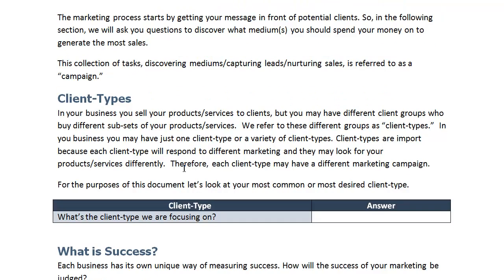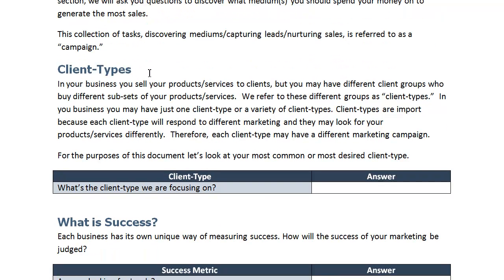Next, when creating the marketing plan, we want to consider client types. So client types are different client groups or subsets of groups that exist in your business that you sell to. Some businesses may just have one client type. Other businesses may have a variety of client types. Now, I'm not specifically talking about demographics here. It can fall into different type of client. Like an easy one would be like the end user and wholesalers. Say you sell to wholesalers and you sell to end users. That'd be two different types of clients.